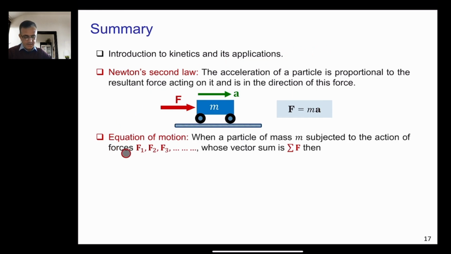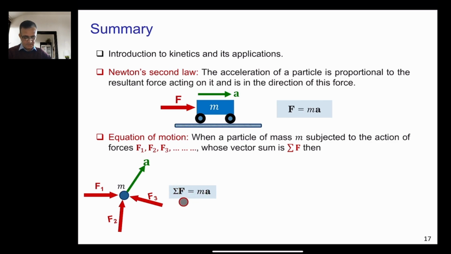And then we also wrote the equation of Newton's second law for multiple forces. So when a particle of mass m is subjected to the action of forces F1, F2, and F3, whose vector sum is sum F, then you can write this diagram here, that m is subjected to these different forces, and this sum F, sigma F, is the summation of all the forces, and a is the acceleration, which should be in the direction of this resultant force.